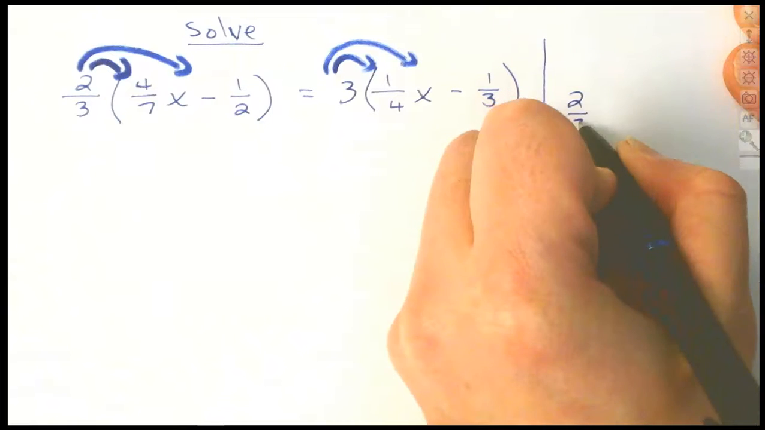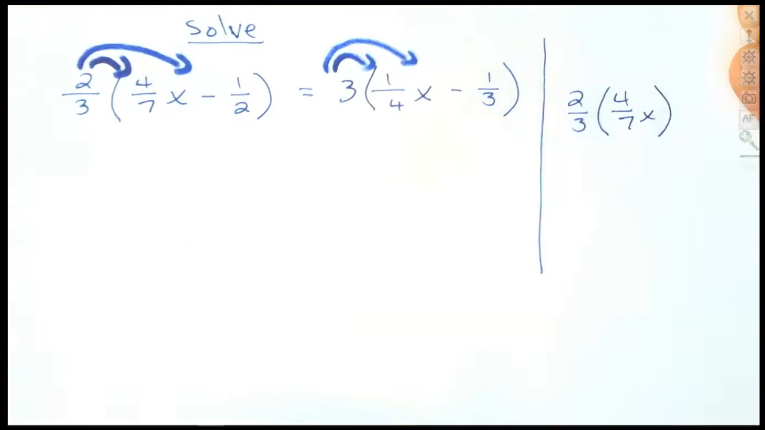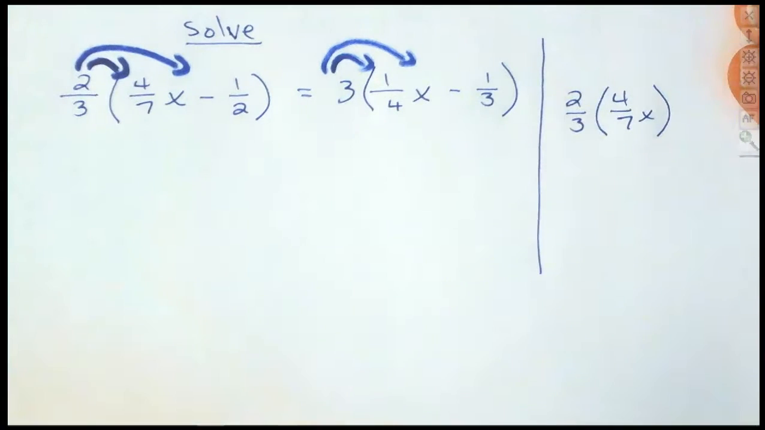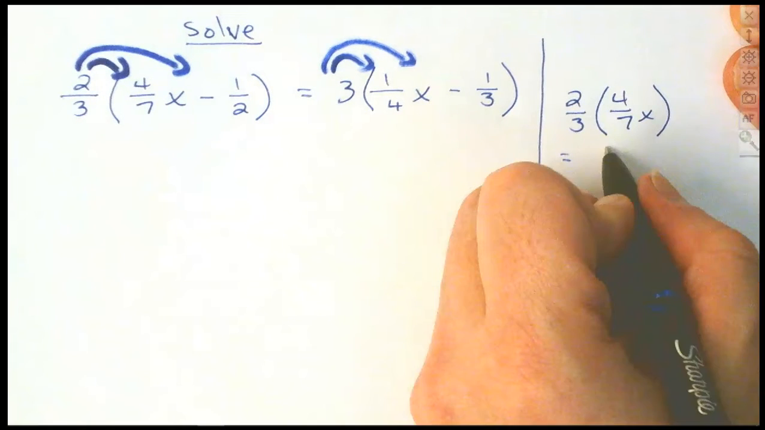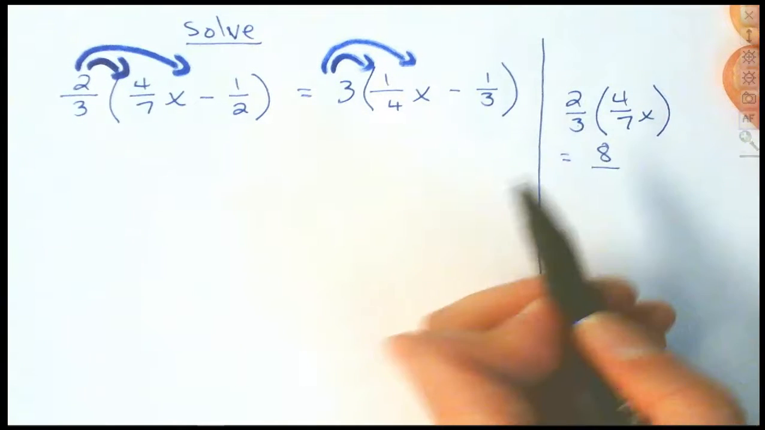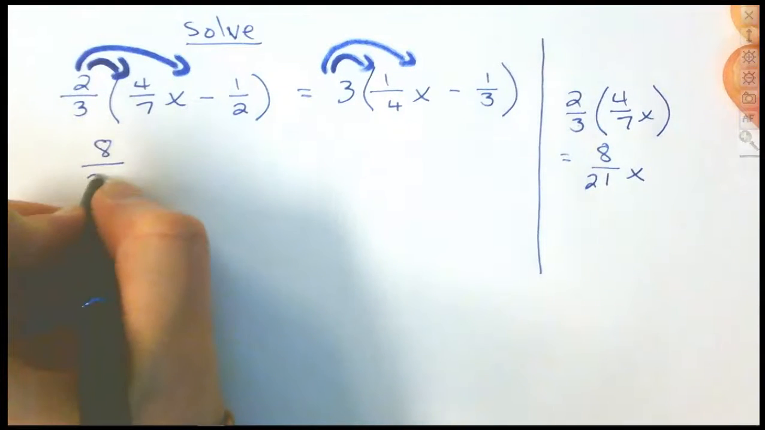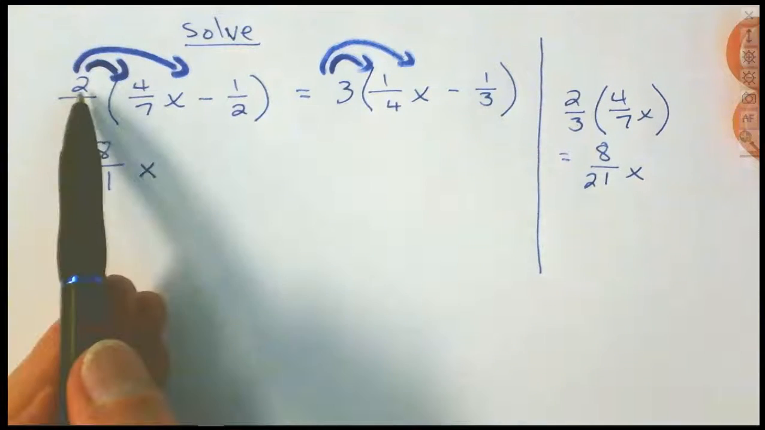So we have 2/3 times 4/7 x. We check our diagonals. Nothing cancels, right? So we multiply straight across. 2 times 4 is an 8. 3 times 7, again, is a 21. So that is 8 over 21 x. Is everyone okay with that piece? Okay. If you have questions, be sure and ask, because we need to make sure we get these down now.